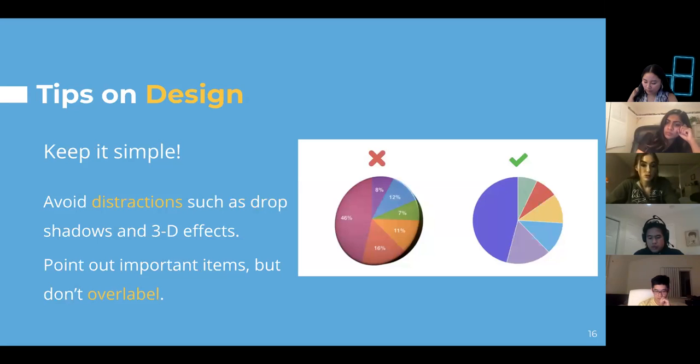And then our last tip on design is to keep it simple. It may be tempting to throw in some fun effect, it might make it look pretty, but a lot of times they come off as distracting. Avoid drop shadows and 3D effects.